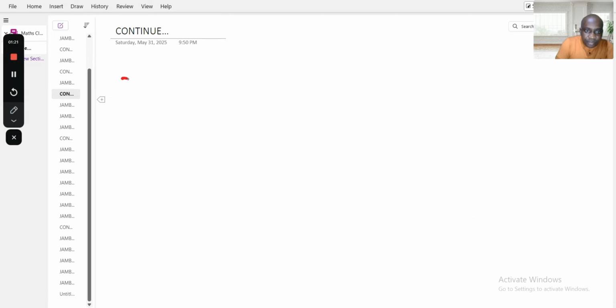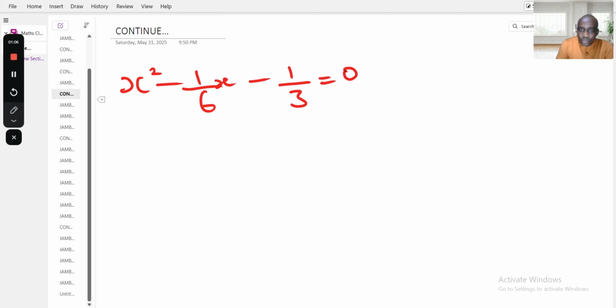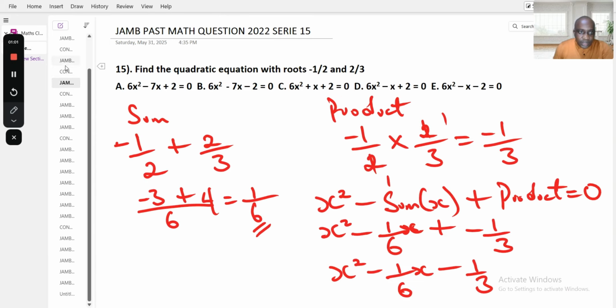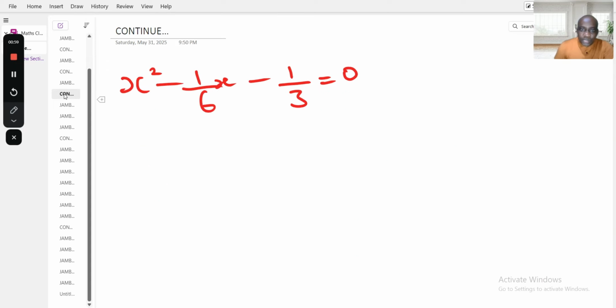We have s raised power 2 minus 1 over 6x, minus 1 over 3 equals to 0. Isn't it? Let me recheck. Yes, exactly the same thing. Now let's begin from here. Now what we are going to use here is, what is the LCM of the denominator? The LCM of the denominator is what? Is 6. LCM of 6 and 3 is 6.